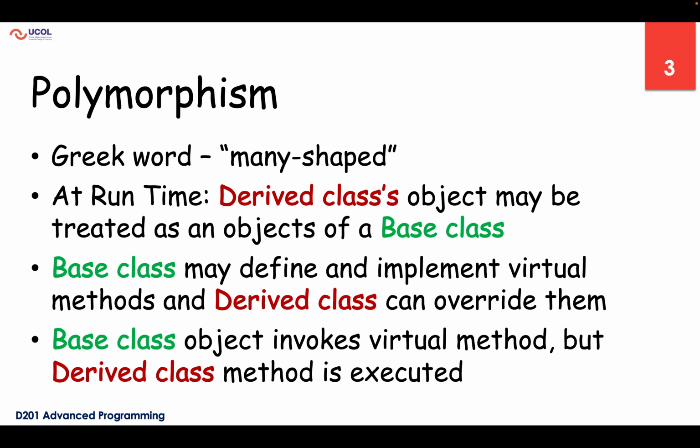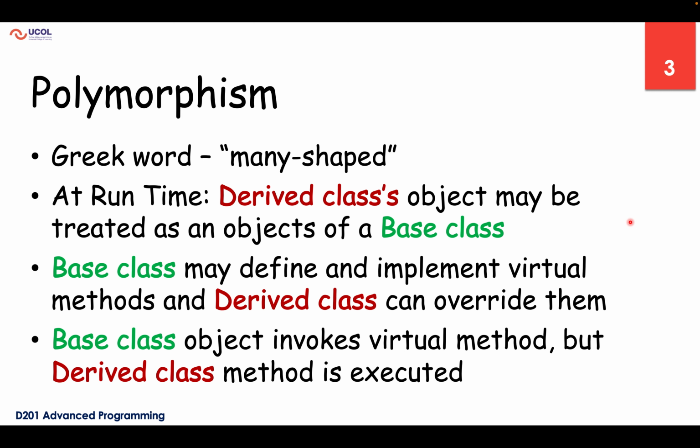So the first is polymorphism, a Greek word that comes from many shaped. So the meaning of polymorphism is many shaped. At runtime, derived class objects may be treated as an object of a base class. That is something we need to elaborate further. When we look at the examples, it will be clear how we can have derived classes, create the object, but consider them as the object of the base class. We will see when we have the examples, and then it will be more clear.